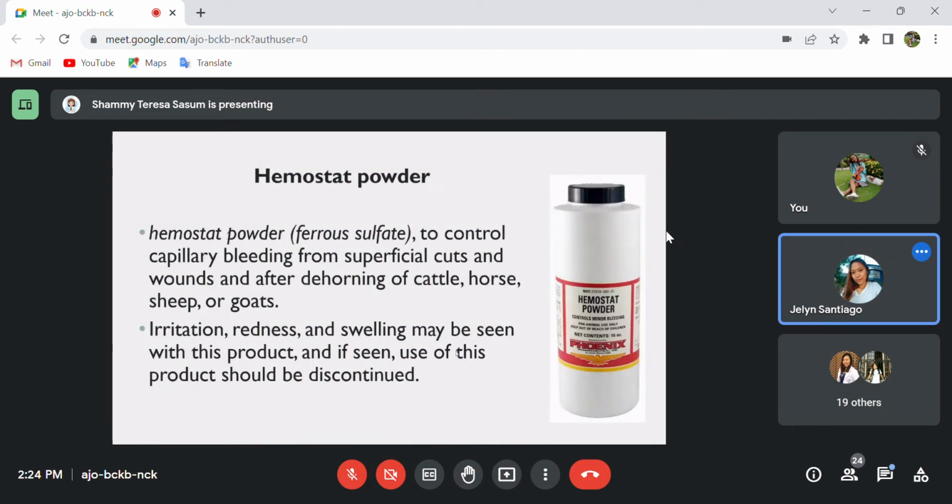Hemostat powder or ferrous sulfate. It is used to control capillary bleeding from superficial cuts and wounds, and also after dehorning of cattle, horse, sheep, or goat, or yung mga animal na may mga horn. If signs like irritation, redness, and swelling are seen with this product, using hemostat powder should be discontinued.